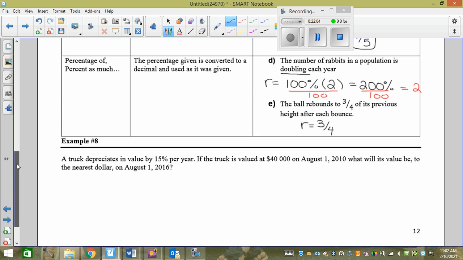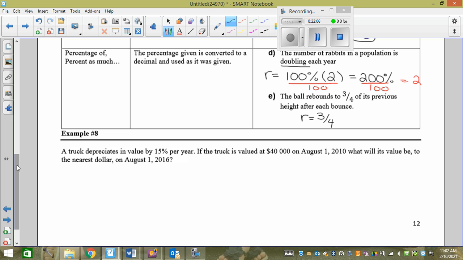So we're going to look at this bad boy. A truck depreciates in value by 15% per year. Is it going down or going up? It's going down. And it's percent. So the first thing I'm going to get is my rate. So my rate is always 100 if I do nothing. But it's depreciating by 15%, so I'm going to minus 15.